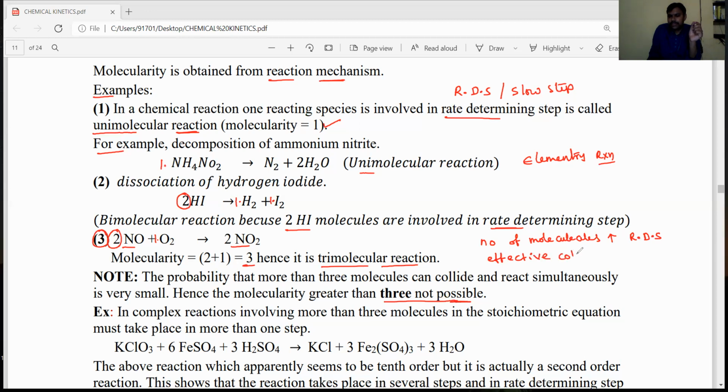Effective collisions decrease. Then if the number of molecules, meaning the molecularity in the rate determining step, increases, the effective collisions will decrease. Then the rate of reaction decreases and the formation of product will decrease.